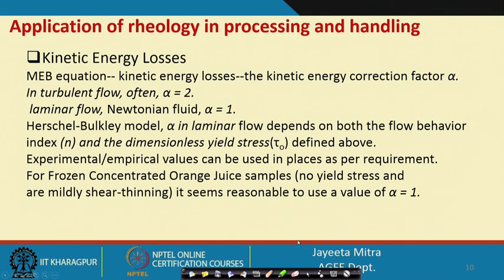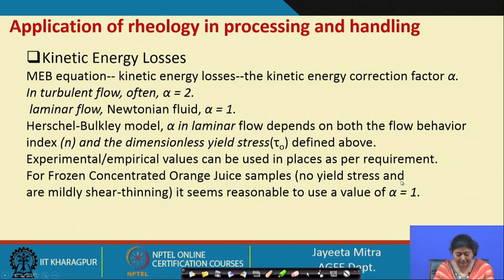So, there are a few cases which have been experimentally calculated: when a frozen concentrated orange juice sample has no yield stress, then we have got the value of alpha equal to 1 for the case of mildly shear thinning behavior.